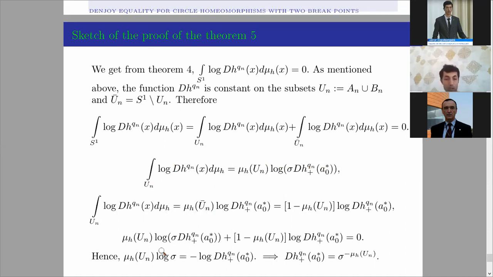And here we can see that the invariant measure of S1 minus UN is equal to this, because the invariant measure of the whole circle is equal to 1. And from here we get the first result. This is just a sketch of the proof, only for one case.